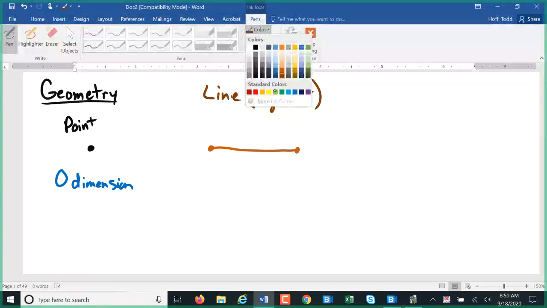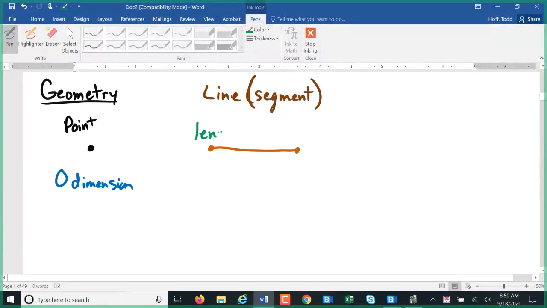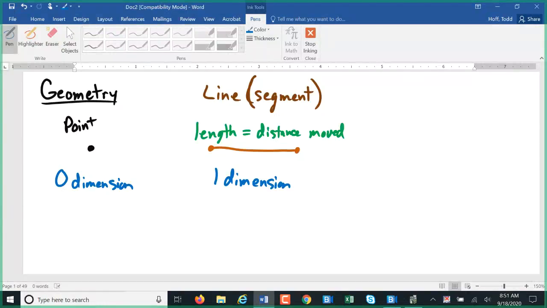The length of that line is equal to the distance that the point was moved. This is now one dimension. Because if I'm on that line, I can move one direction without leaving the line. Now you might say, well, I can move this way or I can move this way. It's like, yes, but that's just the positive and negative of the same direction.